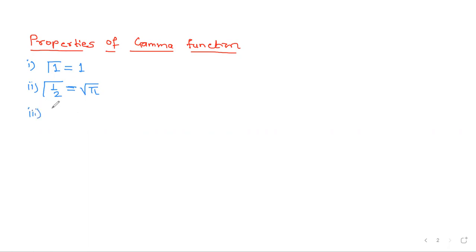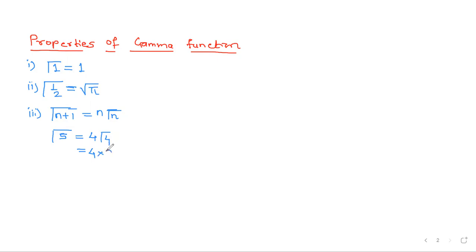Third is gamma n plus 1 is equal to n gamma n. In gamma function, if there is any number, reduce that number by 1. n कैसे मिला आपको? n plus 1 में से एक कम कर लिया तो n मिल गया. Suppose we have gamma function of 5. So gamma 5 कैसे लिखेंगे आप? 5 में से एक कम कर देंगे. 5 minus 1 is 4. 4 gamma 4. 4 as it is. फिर gamma 4 को आपको सॉल्व करना है.